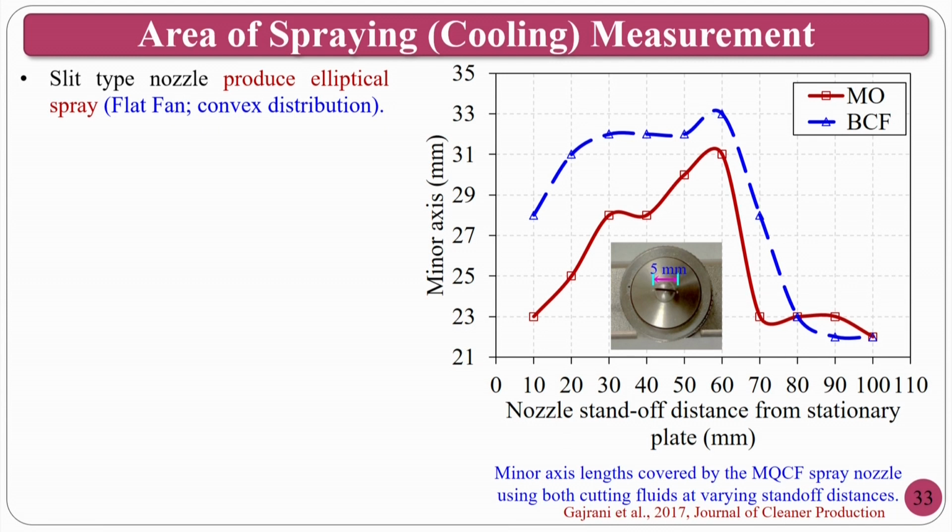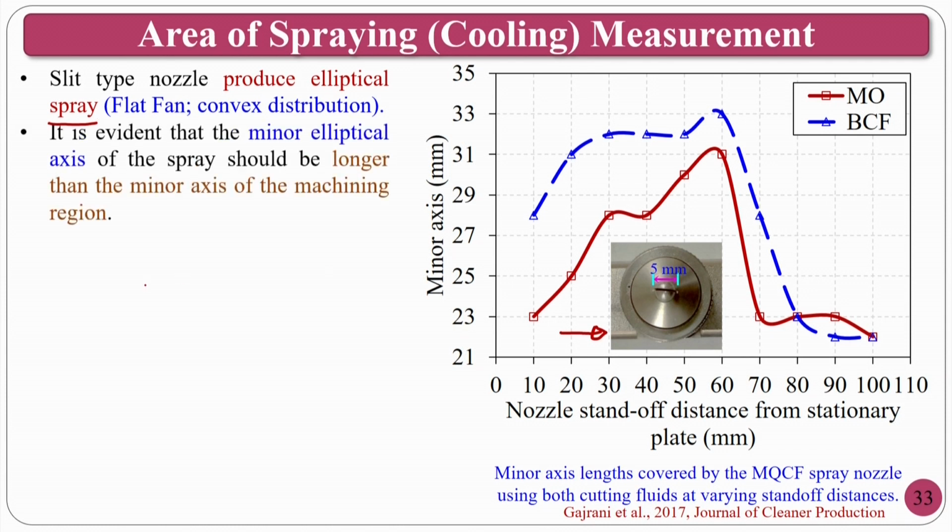Now the nozzle standoff distance and the minor axis. Talking about the nozzle here, it has a rectangular slit whose length is around 5 mm, and because of the divergence it gives the required elliptical shape of the cutting fluid. Slit shape is rectangular, elliptical spray is required. For that purpose we have taken the flat fan. So it is evident that the major elliptical axis is longer than the minor axis.